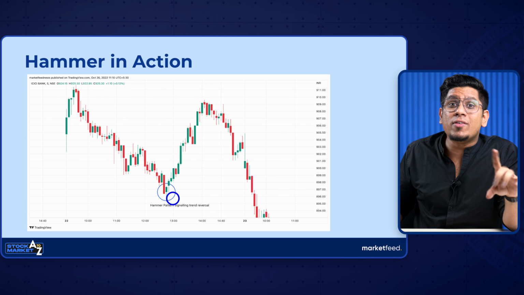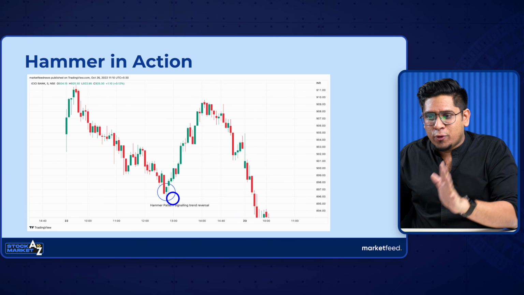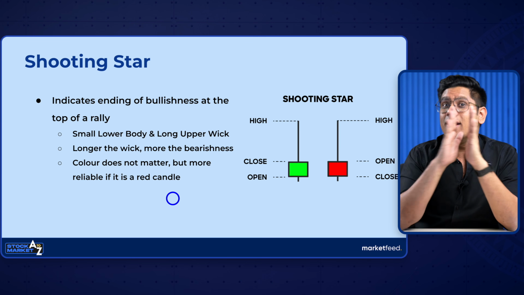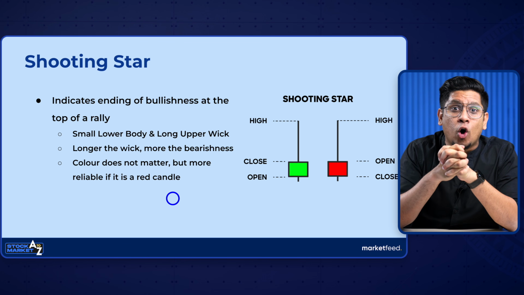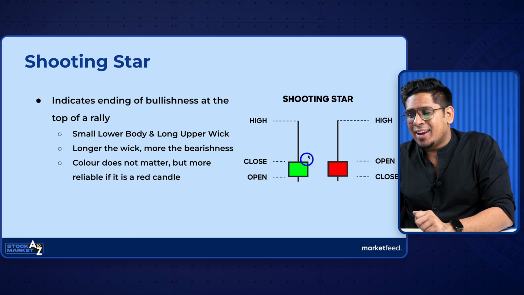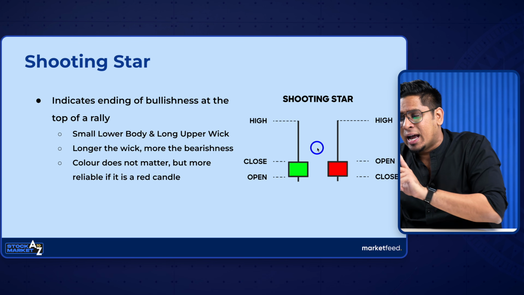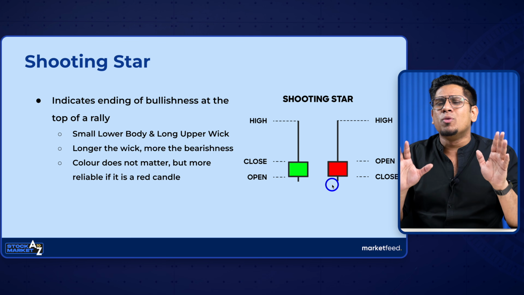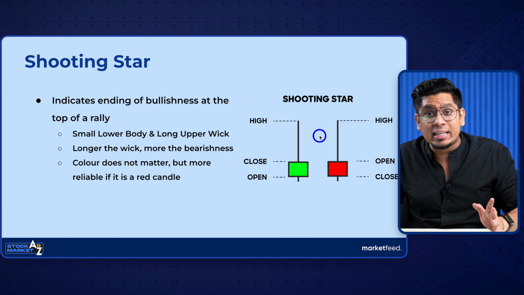So it's all about having high probability setups. So if you understood hammer, then let's understand another candlestick type which I like a lot, which is a shooting star. If you look at a shooting star, again, if you don't read the theory, if you just look at the image here, you can easily understand what the shooting star is telling you, right? What is it telling you?